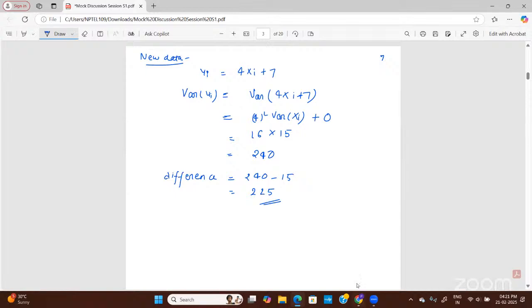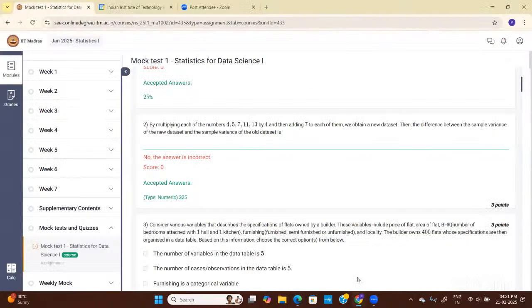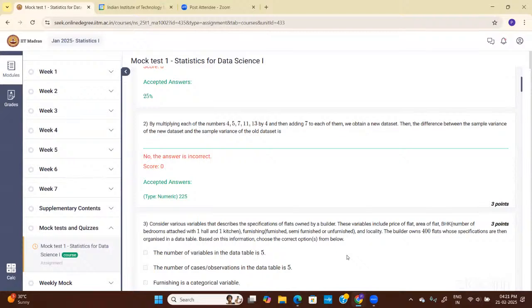Ma'am, the variance is not affected by addition to the data, no? Yes, if you add a constant value to each data point, the variance will not be affected.